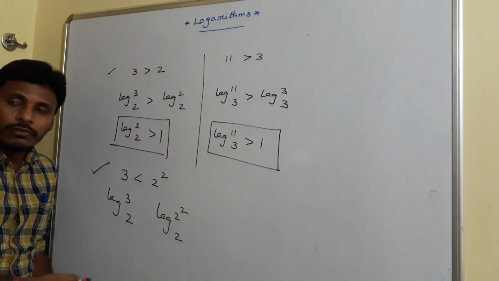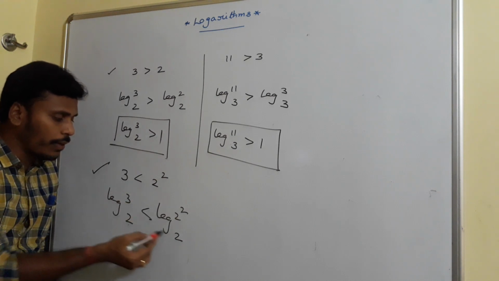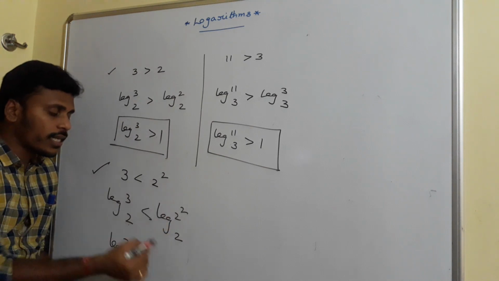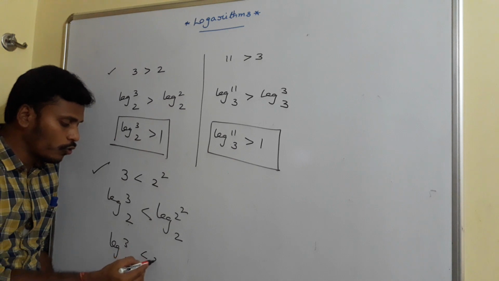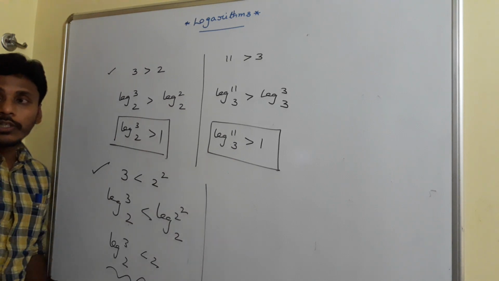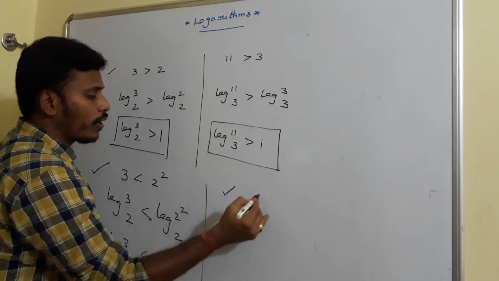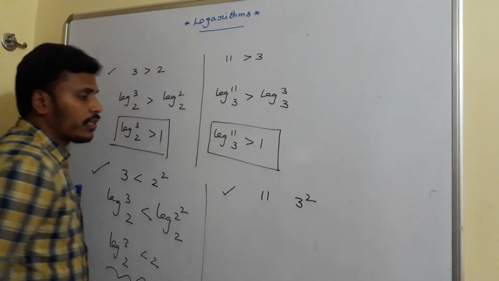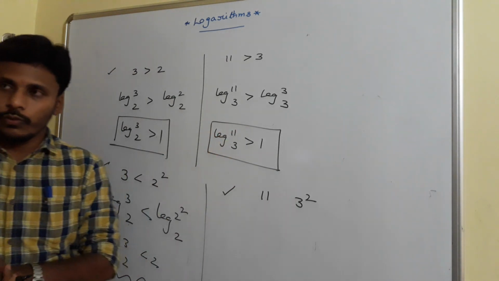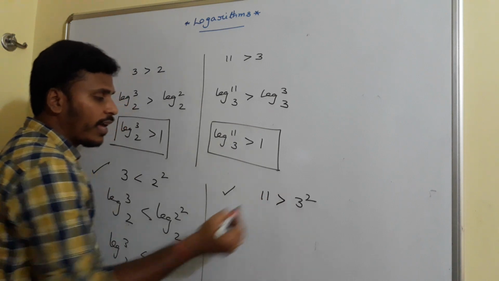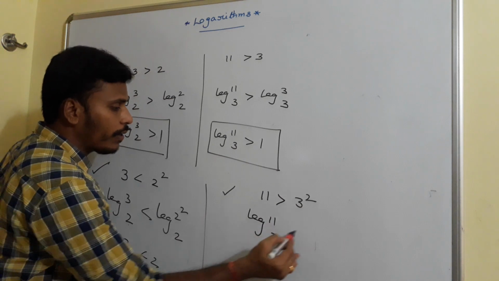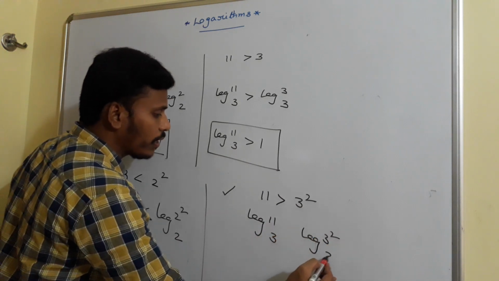Now which sign do you need to use? Again the same sign, less than, because the base is more than 1. Now this is logarithm of 3 base 2, whereas logarithm of 2 square base 2 is 2. So this logarithm of 3 base 2 is less than 2. Now what to say about 11 and 3? Just look at 11 and 3 square. Since you need to compare log 11 base 3 with 2, start with 11 and 3 square. And clearly this 11 is greater than 3 square, 9. Now apply logarithm with base 3: logarithm of 11 base 3, logarithm of 3 square base 3.